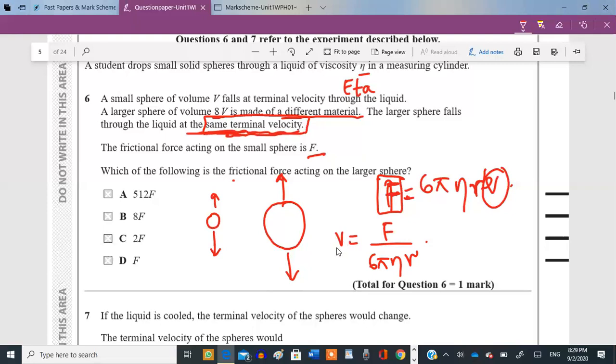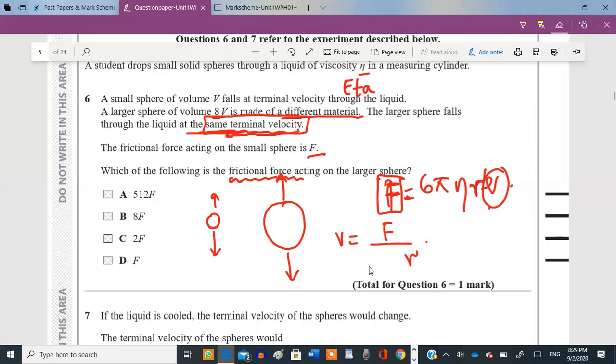Now the v is constant, the terminal velocity with which the two are moving, but the r is different. If the r is different, then that actually means this F also has to change to keep this v constant. So can I say that the frictional force acting on the larger sphere is actually proportional to the radius of that sphere? Can I say that from this equation if the terminal velocity is constant?